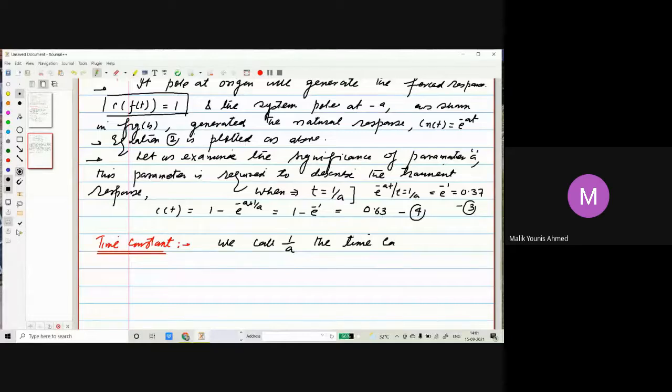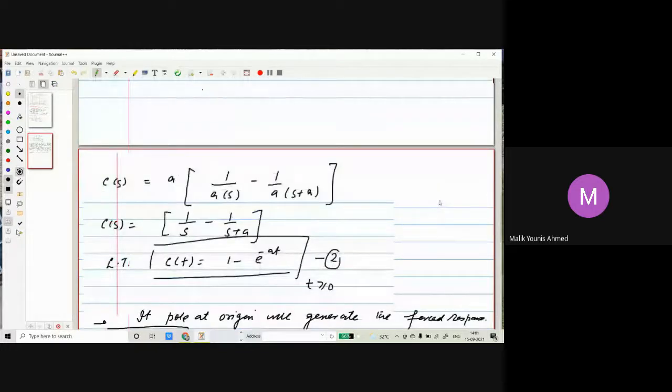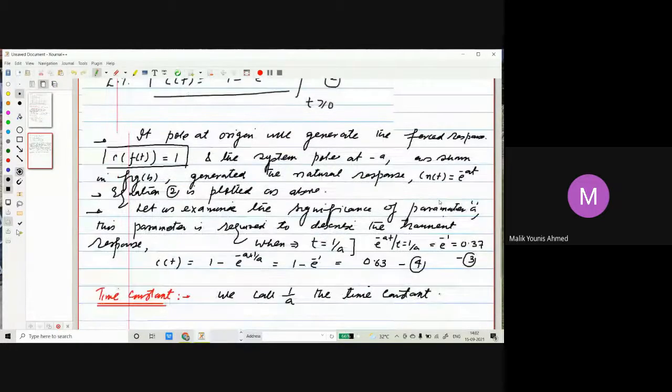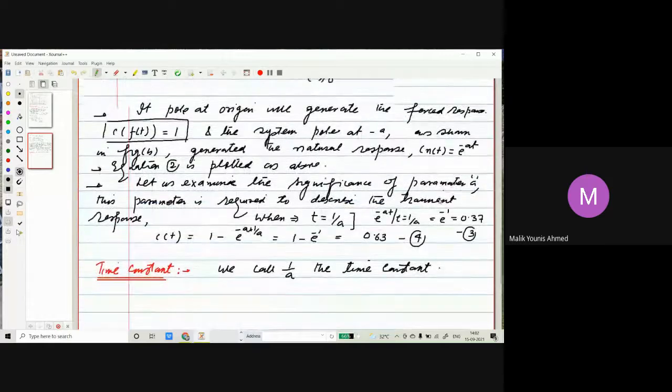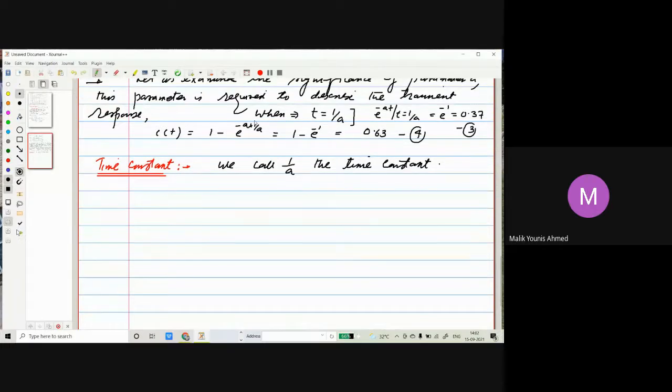This is very clear. The response and values we have taken are just an example, and we have taken a step response. That means the input is a step input, and in the response we obtained we substituted the value t equal to 1 by A. So 1 by A will be called the time constant of the response. This is the first thing, the time constant of the response.